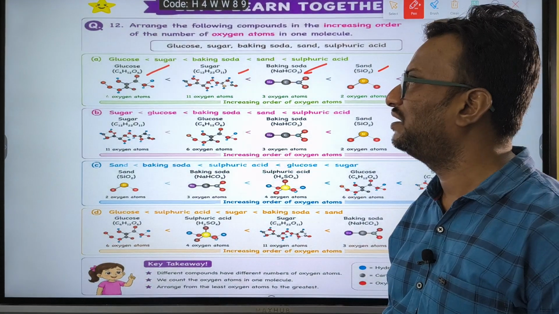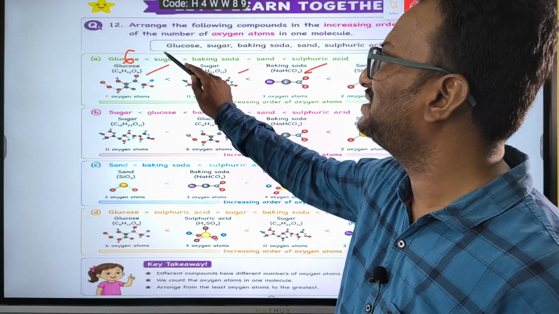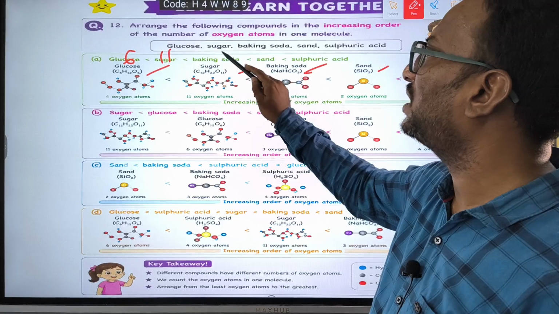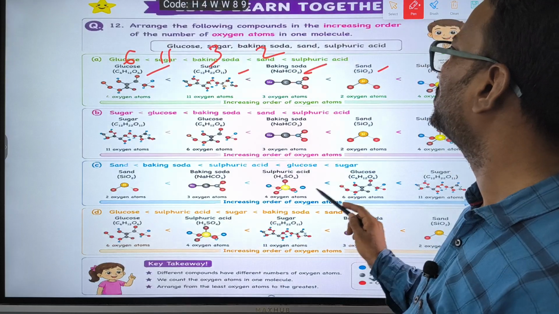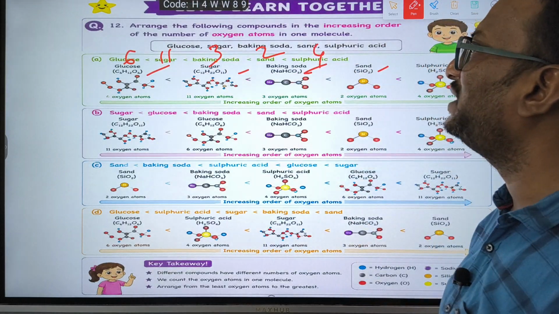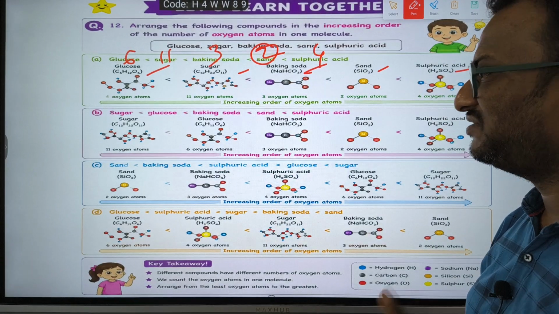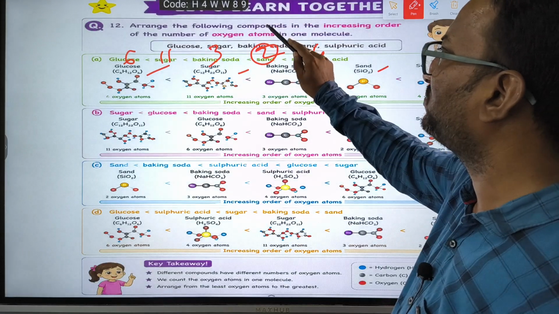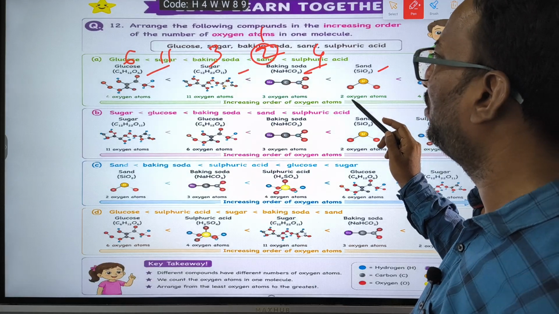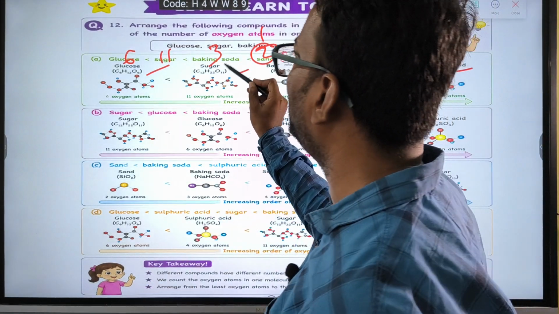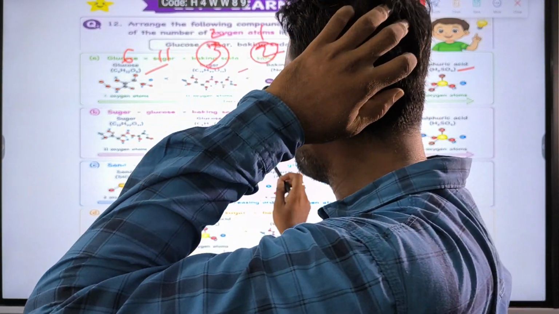Glucose will have 6 oxygen atoms, sugar contains 11 oxygen atoms, baking soda contains 3 oxygen atoms, sand contains 2 oxygen atoms, sulfuric acid contains 4. So in increasing order, first you have to write sand. Sand is the first one. Second one is 3 atoms, that is baking soda, number 2.